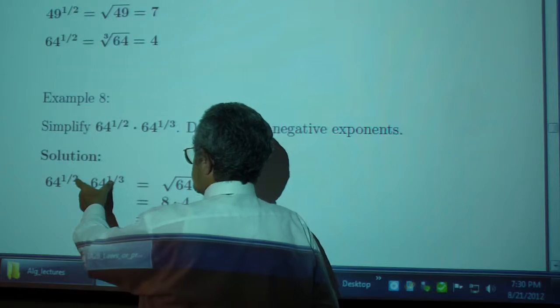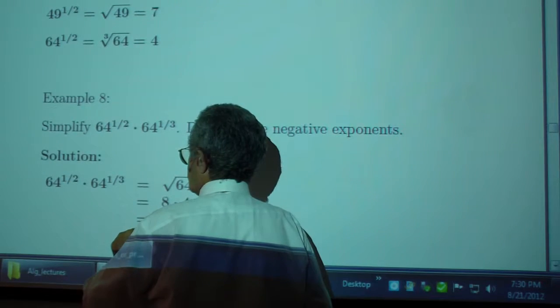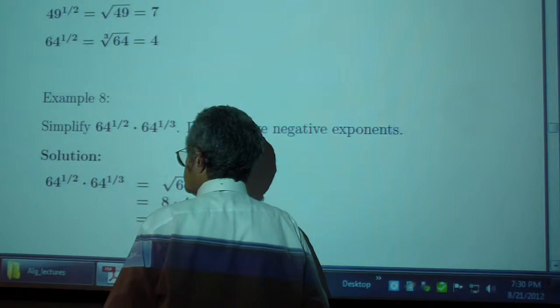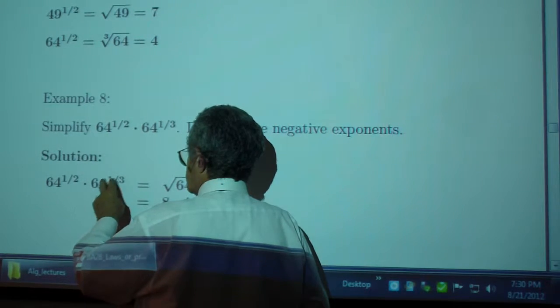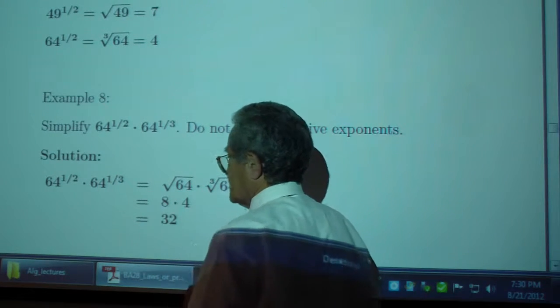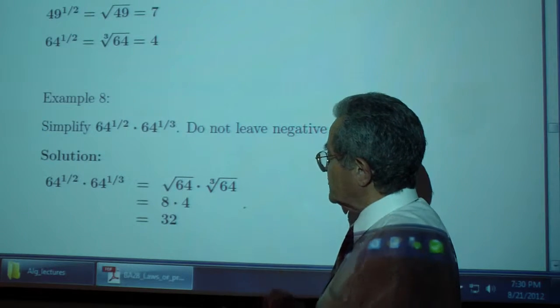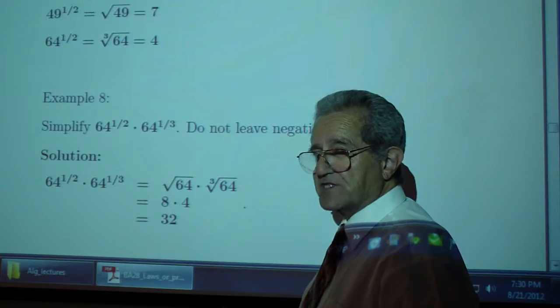we can add the exponents. We get 1/2 plus 1/3, which is what? 5 over 6. The 6th root is 2, and 2 to the 5th power is 32. We could have done it that way. And maybe I should have done it that way to show you that we can add fractional exponents.